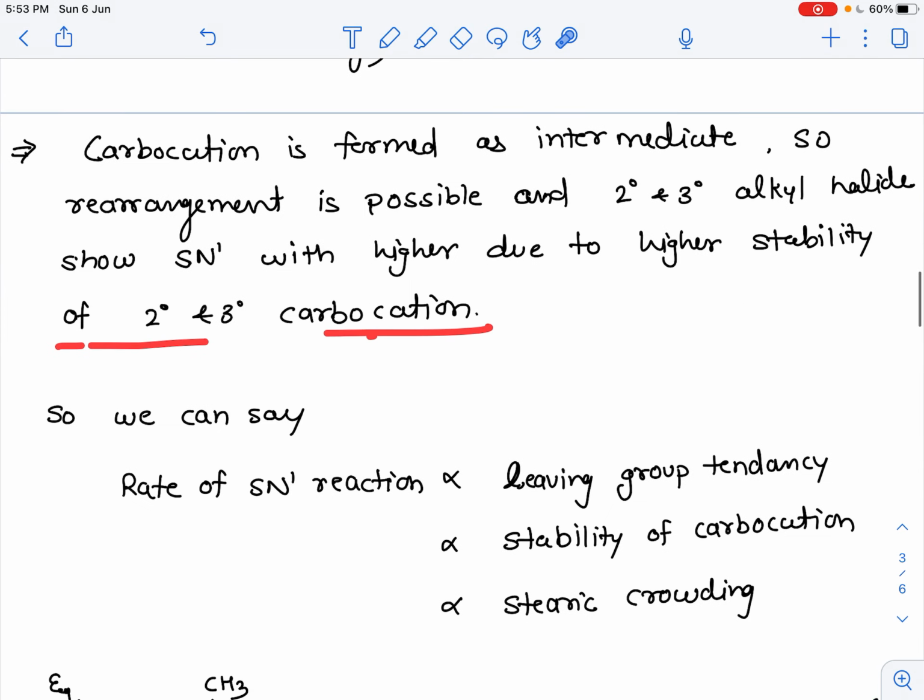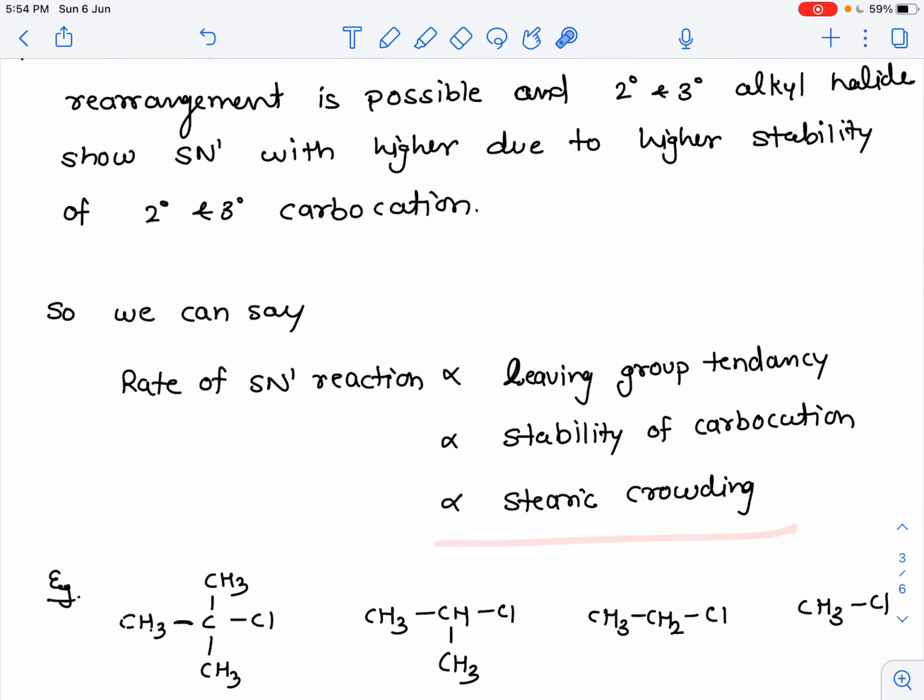Clear or not? Okay, so we can say, as I said in the mechanism also, that leaving group tendency matters. See in this, if the leaving group is not ready to leave the substrate, how will the mechanism take place, how will the reaction take place? So the leaving group must leave the substrate very easily. Clear? So leaving group tendency. We should have a good leaving group for the nucleophilic substitution reaction. Now in this, the intermediate is formed. What intermediate? Carbocation intermediate is formed. So the stability of the carbocation is necessary. Clear? Steric crowding. Much steric crowding, much stability of the carbocation.